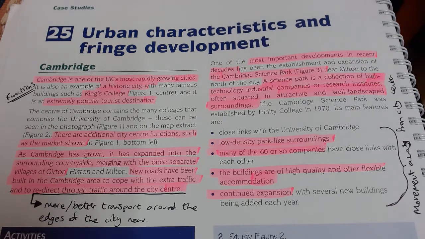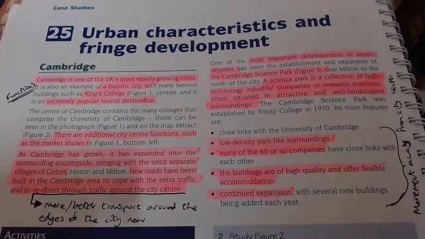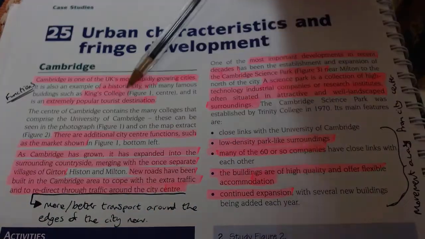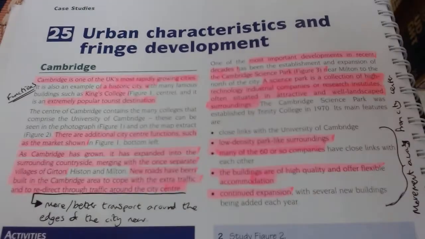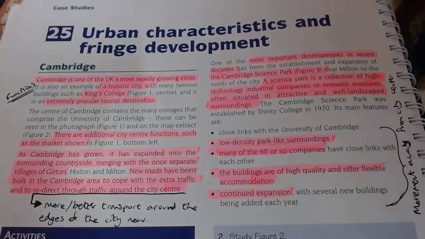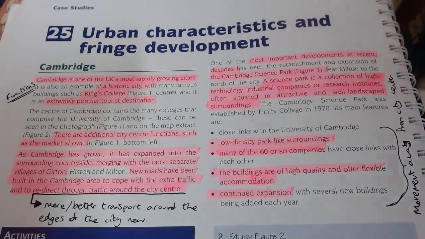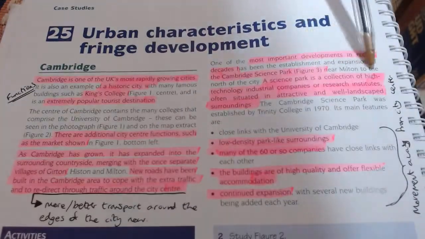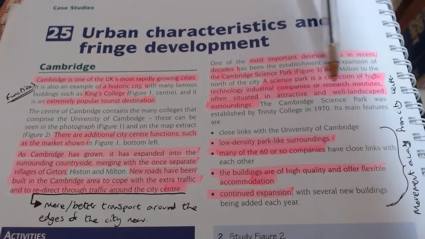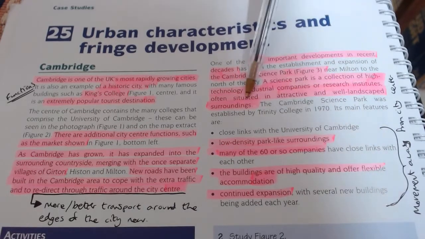A lot of them will be doing research. So one thing they need is to be near a town where there are a lot of university graduates or people who are highly skilled and educated to work. So Cambridge, its old function, and still today, is a place of high education. But now around the edges you get these science parks where people will then go and work. A science park is a collection of high-tech industries or research institutions, often situated in attractive and well-landscaped surroundings.